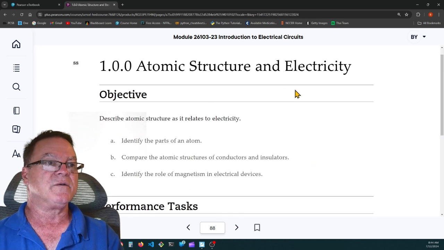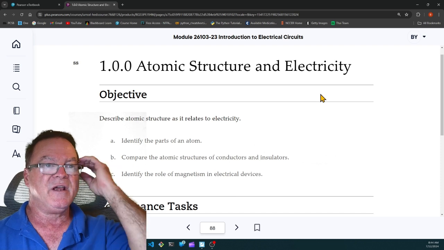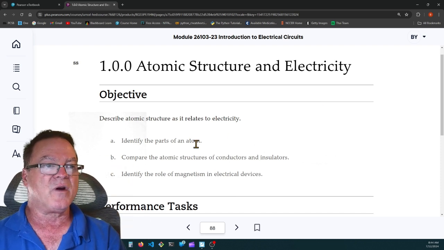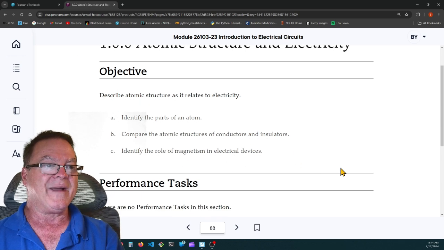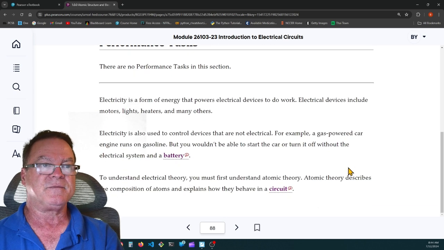So 1.0.0, atomic structure and electricity. It says we're going to identify the parts of an atom, compare the atomic structure of conductors and insulators, and identify the role of magnetism in electrical devices.